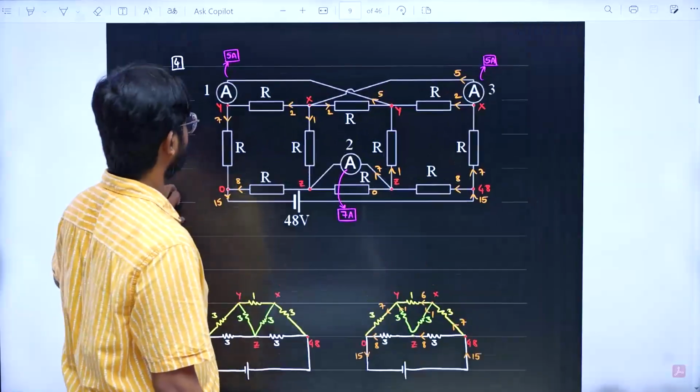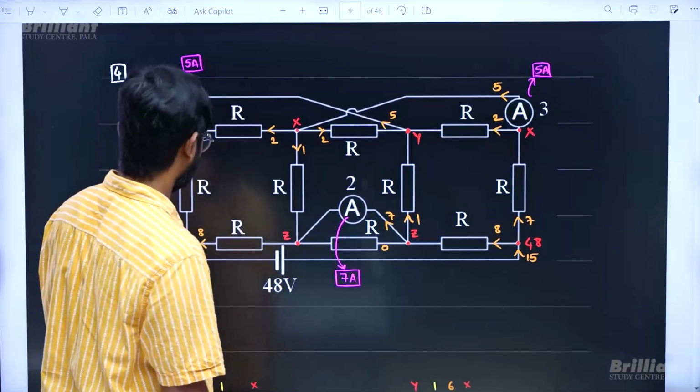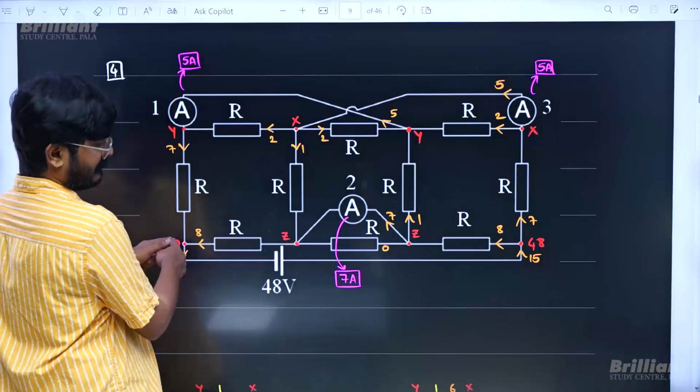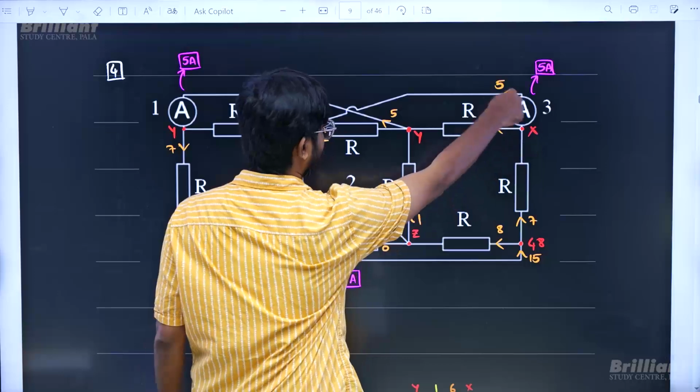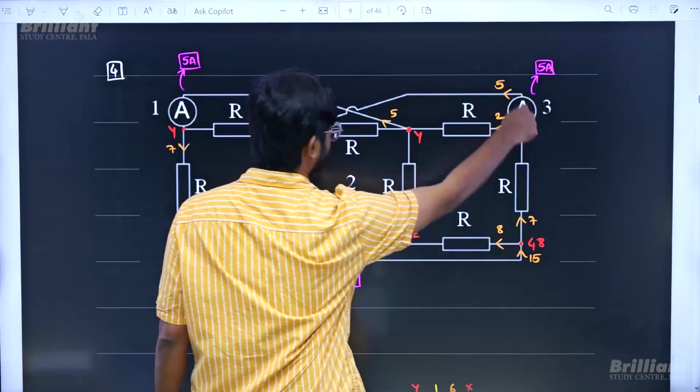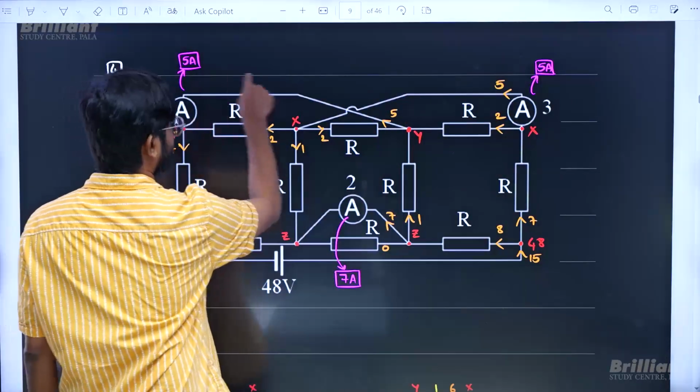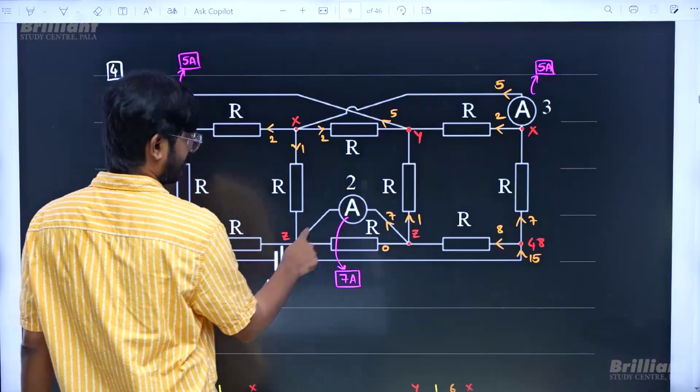So there are a lot of things here. Let me just explain one by one. I will be assuming this as 0 volt for easy solving. Then this is going to be 48. Remaining I don't know. If I assume this is x, then this value will be x because this is resistance-less. If this is y, then this will be y. And if this is z, this will be z.